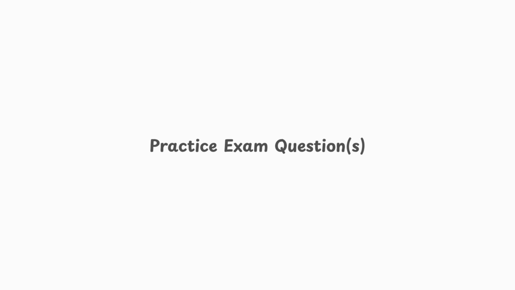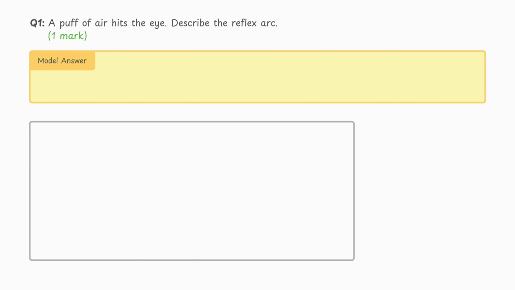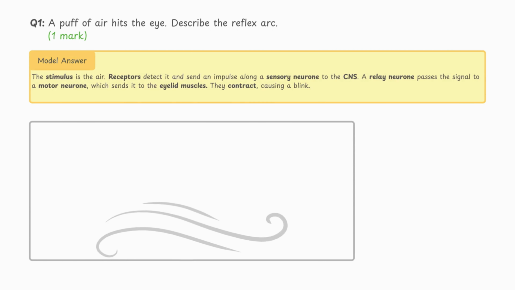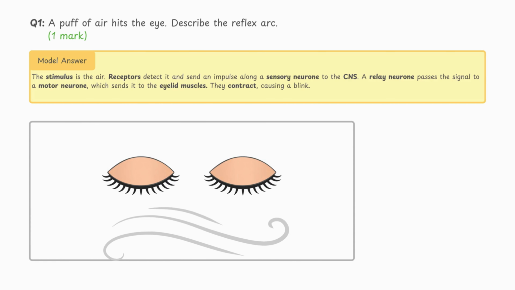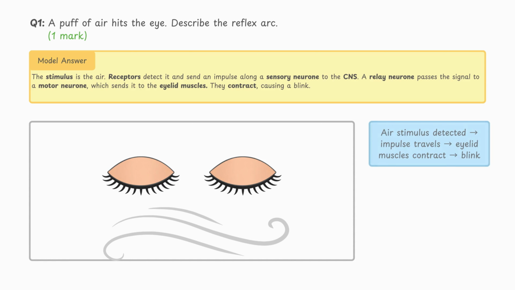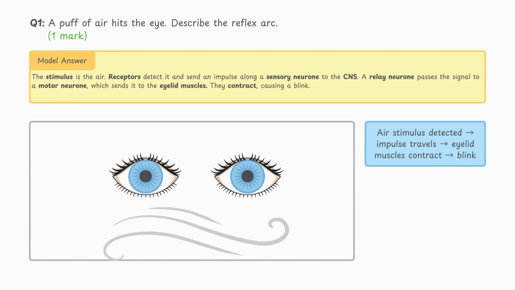Let's dive into some exam-style practice questions. You can pause the video and try it yourself. Question number 1. A puff of air hits the eye. Describe the reflex arc. The stimulus is detected by receptors. A sensory neuron carries the impulse to the CNS. A relay neuron passes it to a motor neuron, which sends it to the eyelid muscles. They contract, causing a blink.